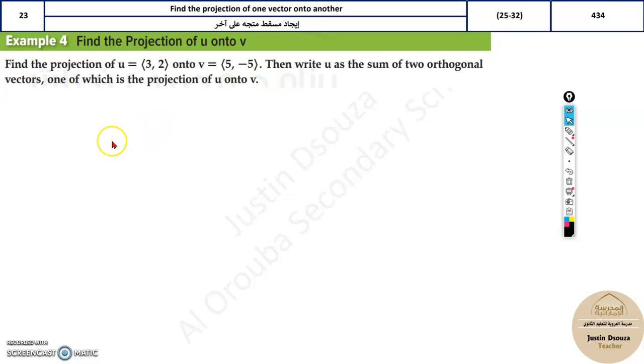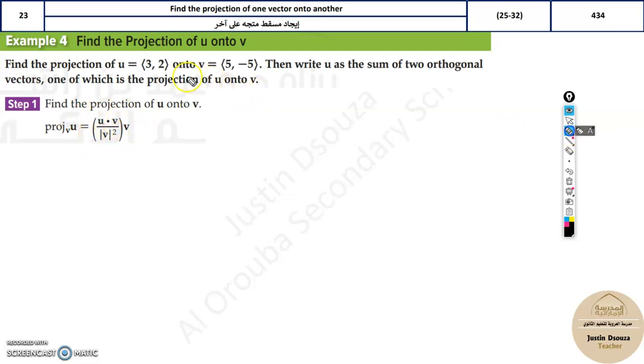So the formula is very simple. This is the projection of vector u onto v. So the projection of u onto v will be u dot product v divided by magnitude of v, the whole square, multiplied the entire thing with v.